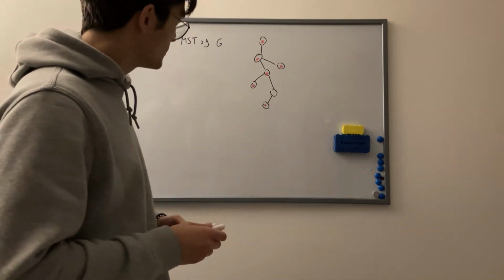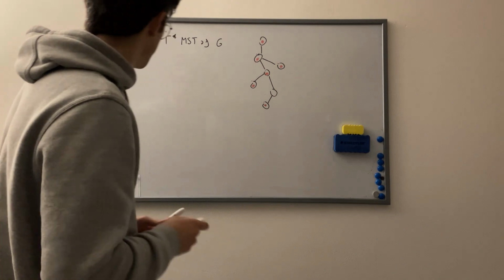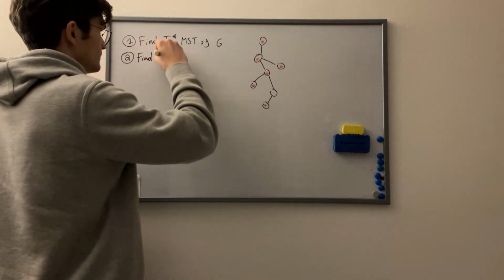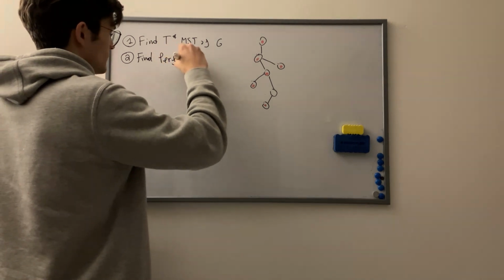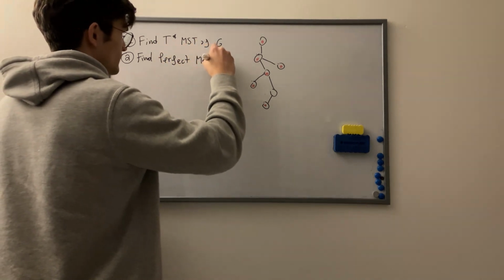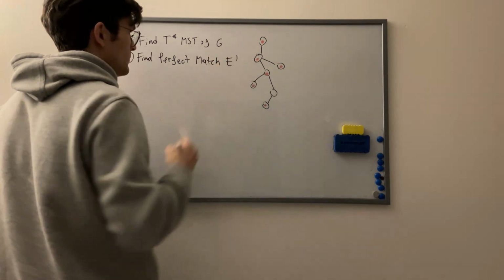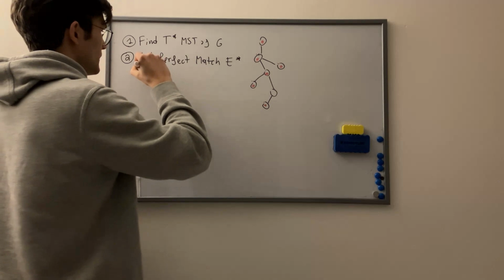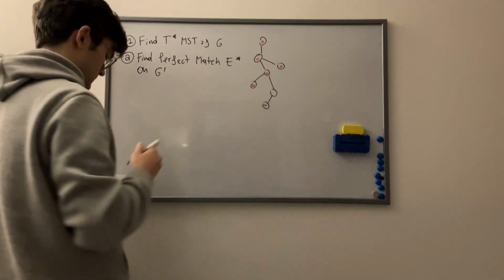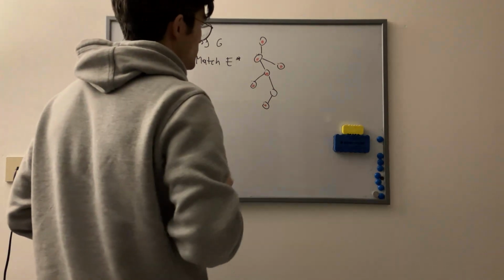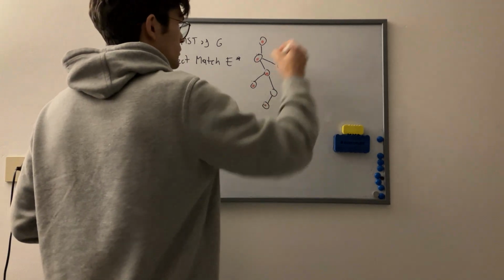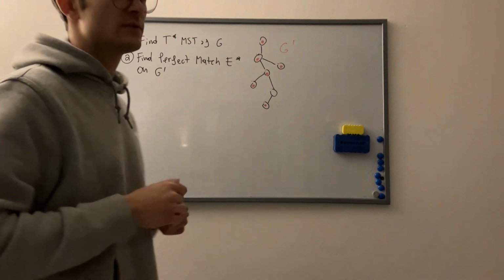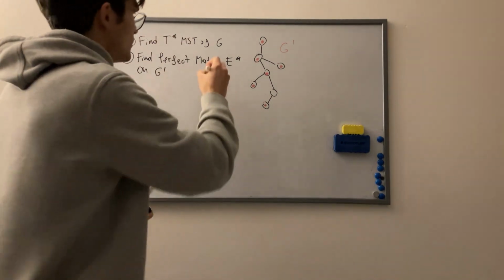So in this case, what we do is we find what is called a perfect match. And we're going to call it E star on G prime. So we will call this thing G prime. So what is a perfect match? A perfect match is, so let's first define what a match is. So what is a match?